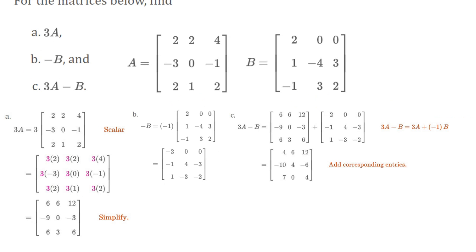Okay, so 6 plus -2 is 4. 6 plus 0 is 6, and 12 plus 0 is 12. -9 plus -1 is -10. 0 plus 4 is 4. -3 and -3 is -6. 6 plus 1 is 7, and 3 plus -3 is 0, and so on.